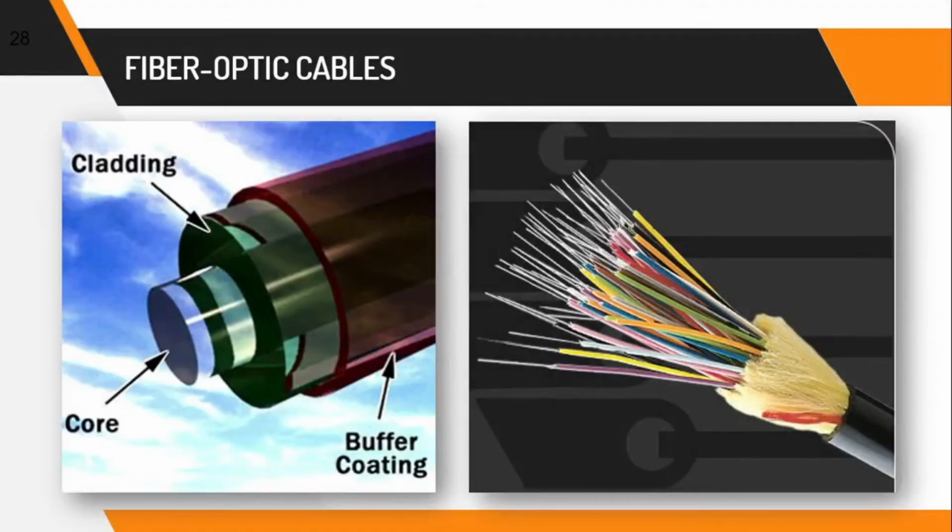The two primary types of optical fiber cables are single-mode and multi-mode. Single-mode fiber uses extremely thin glass strands and a laser to generate light. Multi-mode optical fiber cables use LEDs.